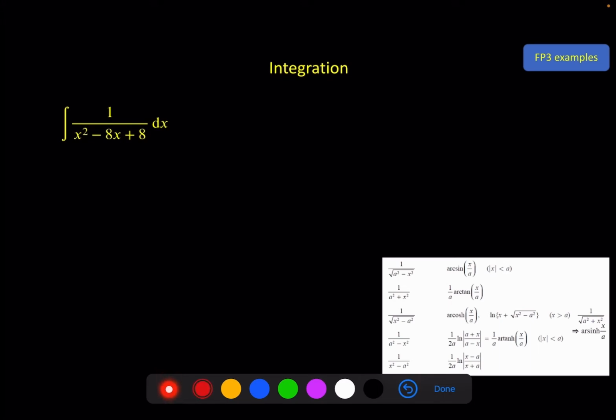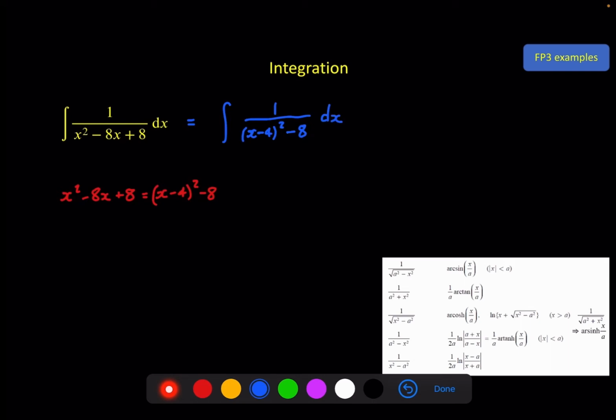So the example here, in this sort of situation, normally I would take that denominator out and just work with the denominator initially, and then go back to the integral later. I hope that you can do this fairly easily. We can complete the square, and that would be x minus 4 squared minus 8. So the integral is going to become 1 over x minus 4 squared minus 8.